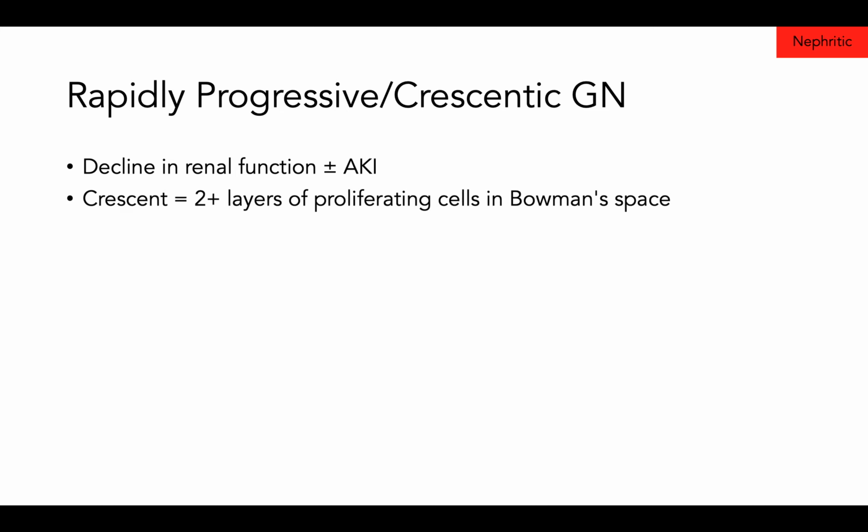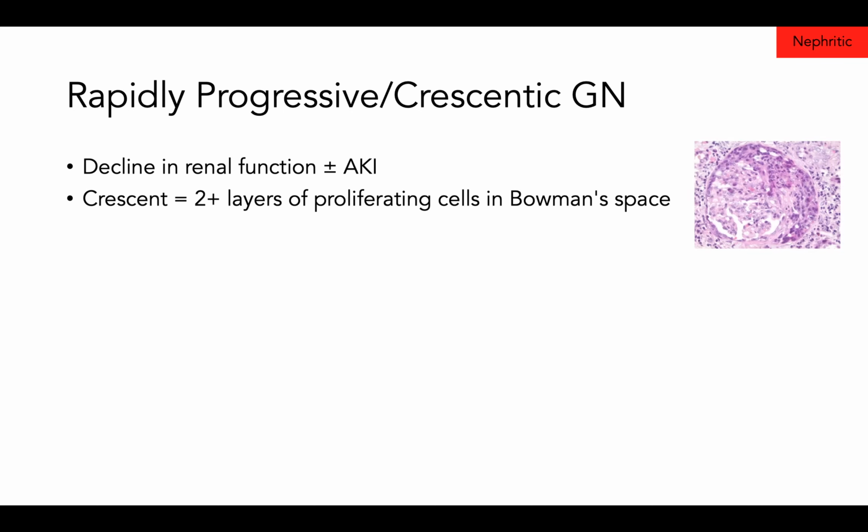So I've alluded to rapidly progressive glomerulonephritis. I thought we'd go into it a bit more. It's sometimes called crescentic glomerulonephritis, and what it represents is simply a very fast decline in renal function, the endpoint of which may or may not be an AKI. And a crescent refers to just 2 or more layers of cells that are proliferating within the Bowman's space. And these cells can be anything. They can be immune cells, mesangial cells, epithelial cells, and the reason that they're proliferating is because they're being damaged and needing to replace themselves, and that gives rise to this crescent appearance here.